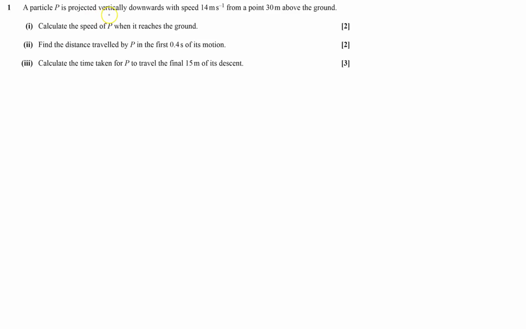A particle is projected vertically downwards with speed 14 from a point 30 meters above the ground, so it's going down at 14 meters per second, and it's 30 meters from the ground. First off, calculate the speed when it reaches the ground. So I'm going to set it up with SUVAT. You can use any other letters, you don't have to do it this way, but it just helps.